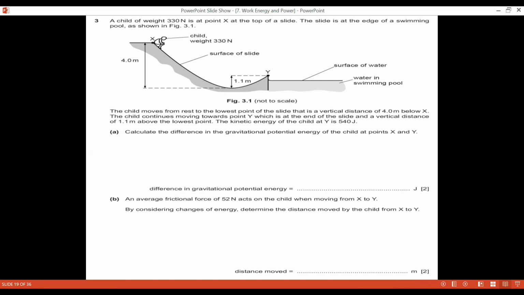4 meters height है, वहां से नीचे आ रहा है। वो कहता है what's the difference of gravitational energy from x to y. So mgh1, पहली एनर्जी, minus mgh2, दूसरी एनर्जी। इनका डिफरेंस निकाल लें, you will get the difference in gravitational potential energy. mg given to you as 330, 4 minus 1.1, and you get the answer. This much is the change in gravitational potential energy.